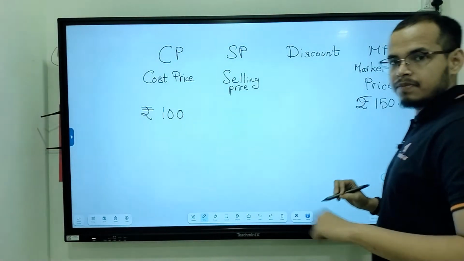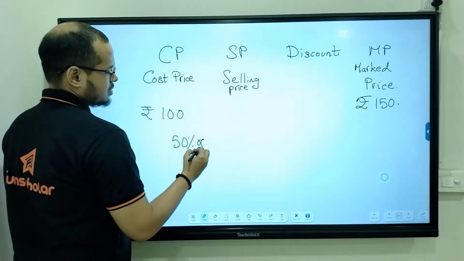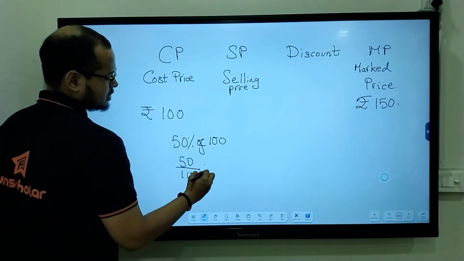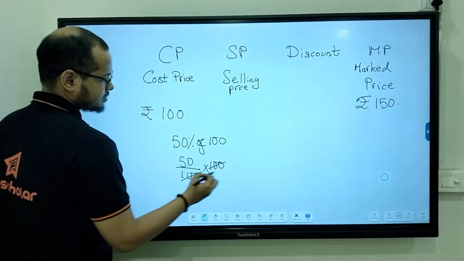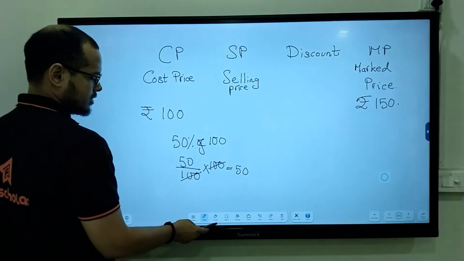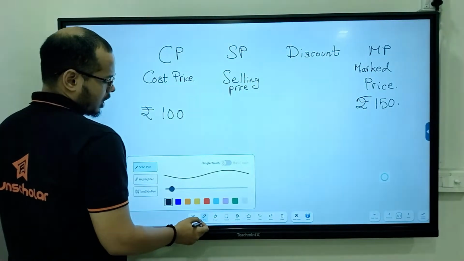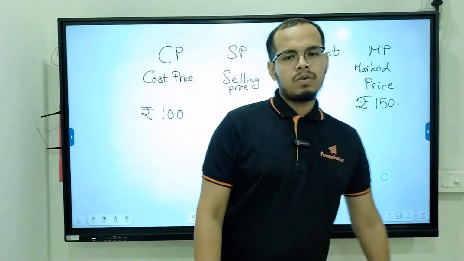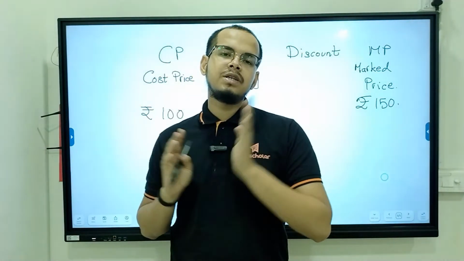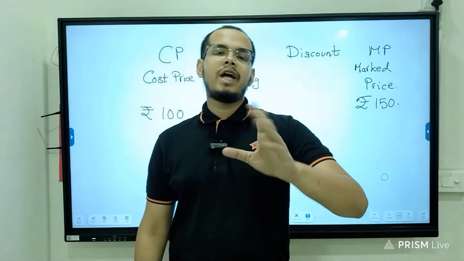How did that 150 come? Let's see. First, 50% of 100. So 50 by 100 into 100, that is 50. So we are adding 100 and 50, getting the price of 150. Okay, this is more or less understood. Now after marking up the price, I bought it for 100 rupees, I've already pasted a label on the product, it's for 150 rupees. Now I'll give a discount of 10%.